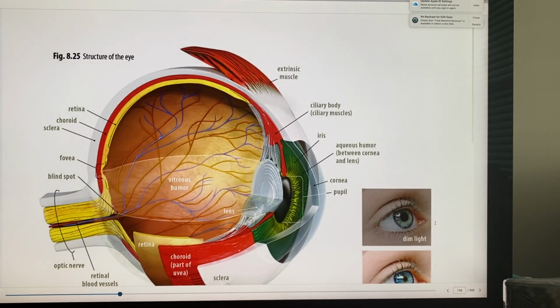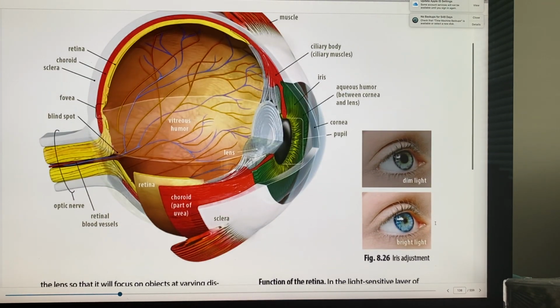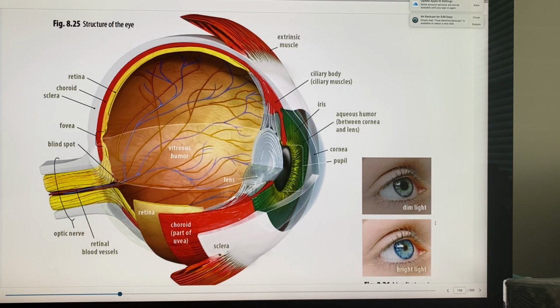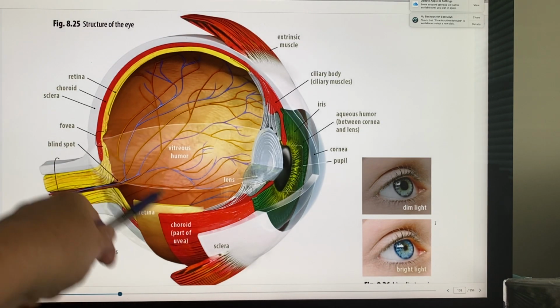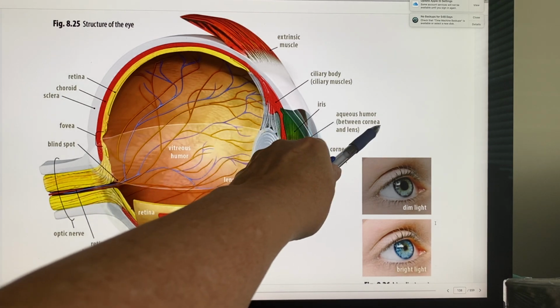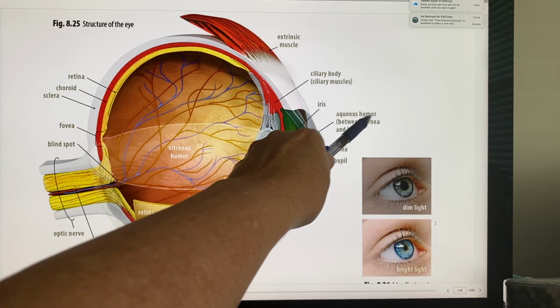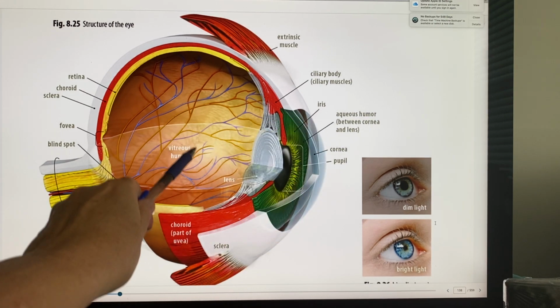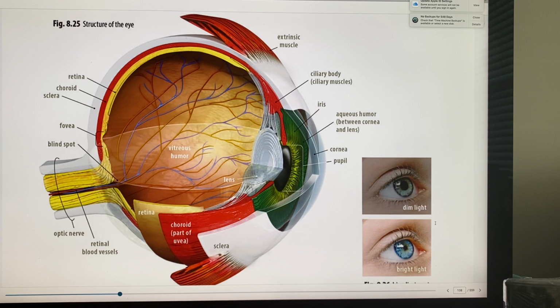So this inside here is called the vitreous humor. And we also have what is called the aqueous humor. This aqueous humor is between the cornea and the lens. So you need to know about the aqueous humor and the vitreous humor. What are these humor things?